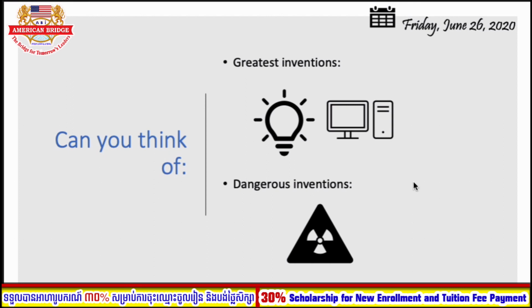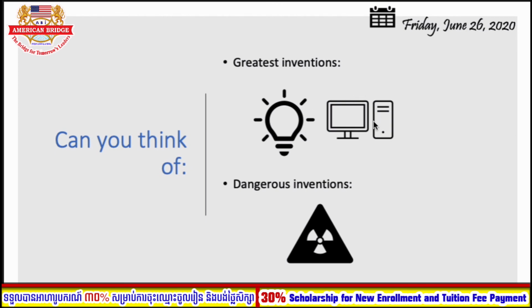What are the greatest inventions in human history that you can think of? For me, the first great invention that changed or made our life much easier is the light bulb by Mr. Thomas Edison. He created the light bulb, the electric light bulb. So we all have electricity and light in our houses nowadays because of his invention.